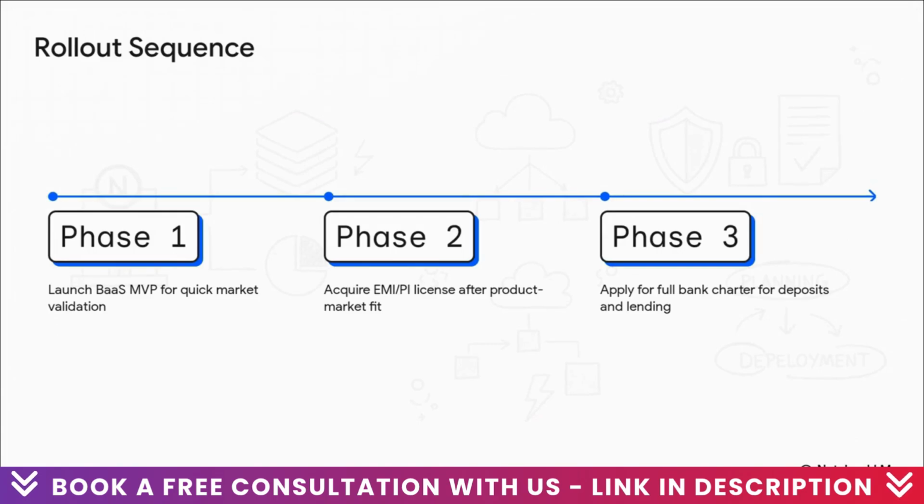So for a fintech entrepreneur, the safest rollout sequence minimizes risk and capital. Basically, don't build the whole bank on day one. Start with phase 1. Use a banking as a service MVP for quick market validation. See if people actually want your app. Once you prove that product market fit, move to phase 2 and acquire your own EMI or PI license for greater independence. Finally, advance to phase 3.